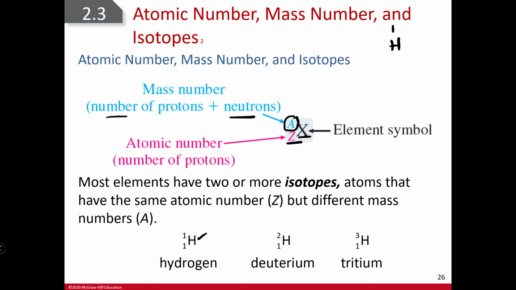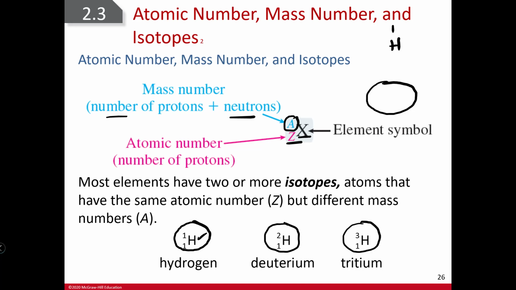Now, here's where Dalton made a mistake. So Dalton said all atoms of a particular element are exactly the same. They're identical. Well, we find out that when we gather hydrogen in the universe and we run it through a mass spectrometer, there are 3 types of hydrogen atoms. There's this hydrogen, there's this hydrogen, and there's this hydrogen. Now, chemically, they do behave exactly the same. Can't tell the difference chemically. So that part Dalton got right.